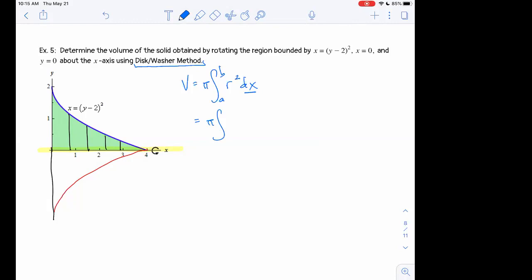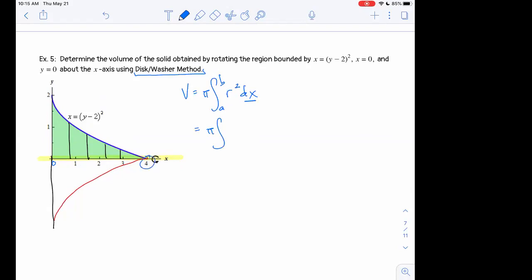0 and 4. 0 and 4, very nice, because 0 is our x value here, and then 4 is our ending x value. So 0 to 4. Good. Okay. What about our radius? Because I see this, and I'm like, well, I'll just do this. Okay, I've seen students do that before, but what's wrong with that?